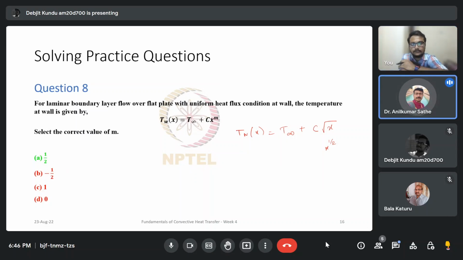This one is the derived equation, derived in the lectures. Please go through them, and if you have any doubts, please do ask.